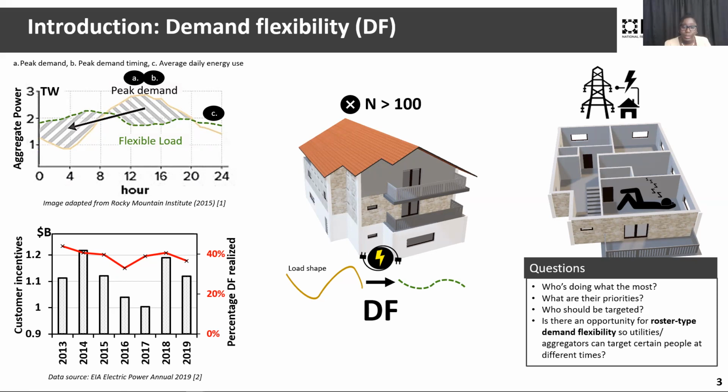However, I want you to look at the bottom left figure. Despite the billions of dollars spent on customer incentives over the years for demand response, less than 40% of the estimated DF potential was realized. Two big issues: poor participation and high override rates.